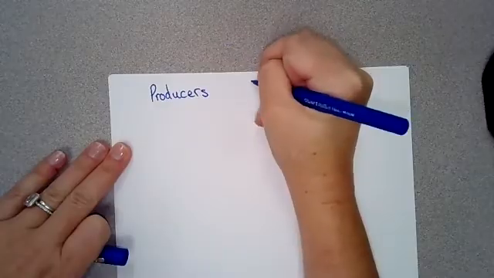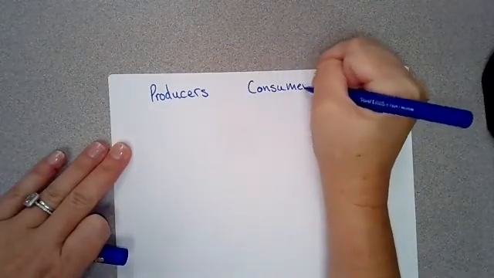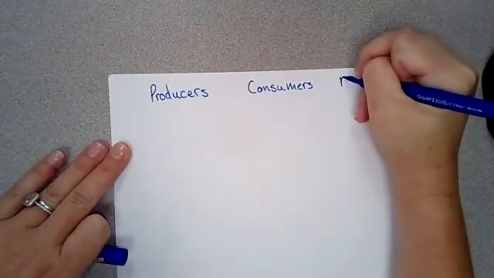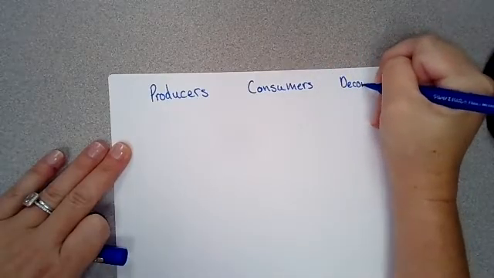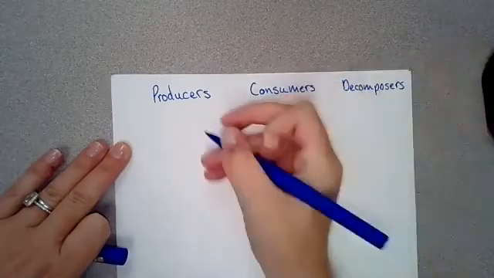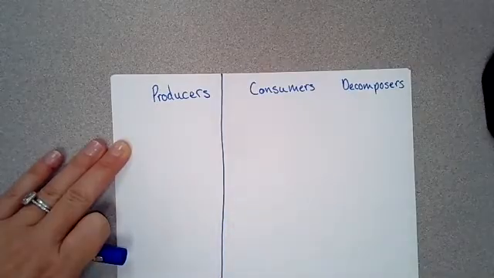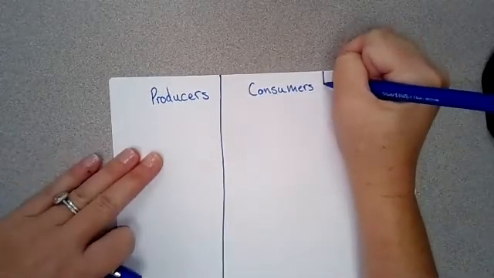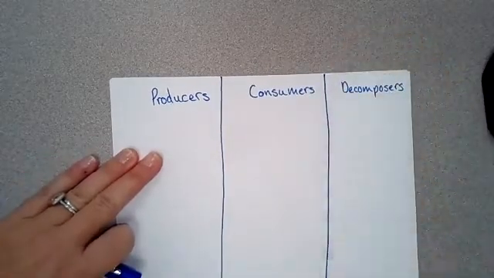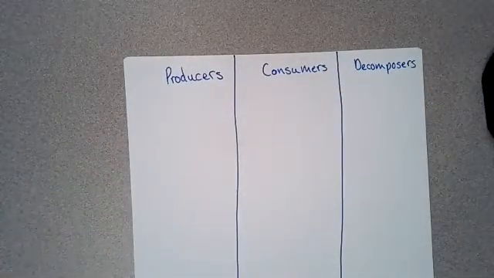Producers, consumers, and decomposers. All right, and then I'm going to draw lines that split these three sections up, just like this. Okay, and we're going to fill in information on each section.